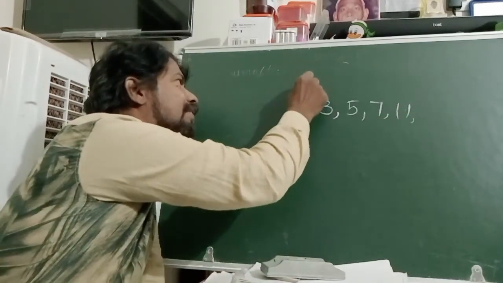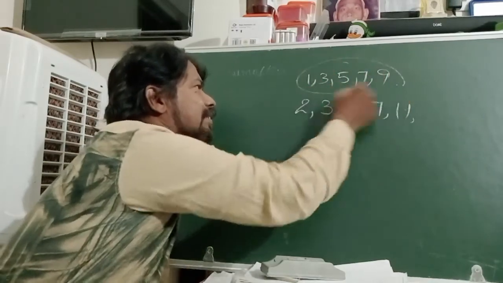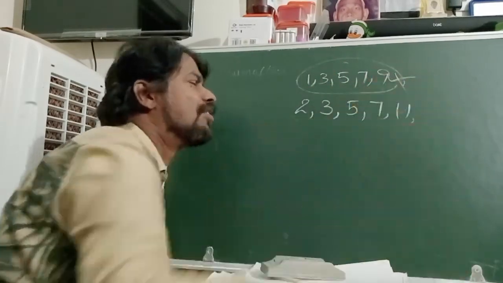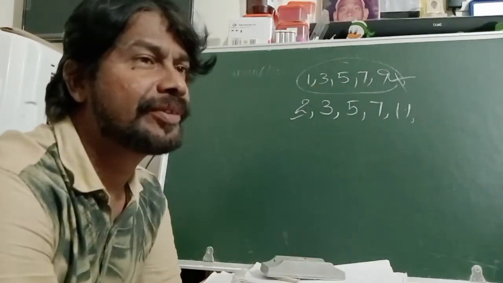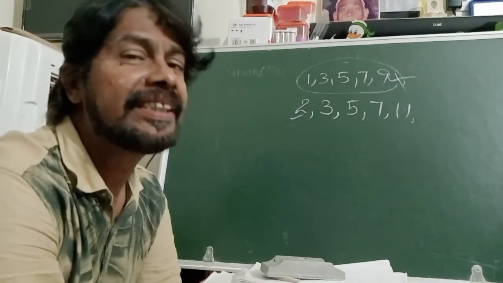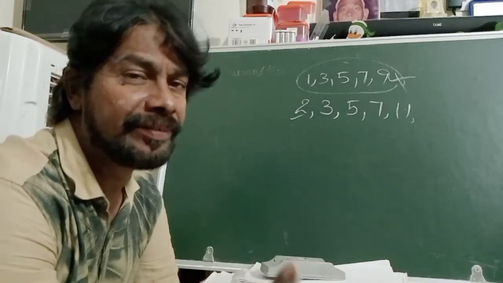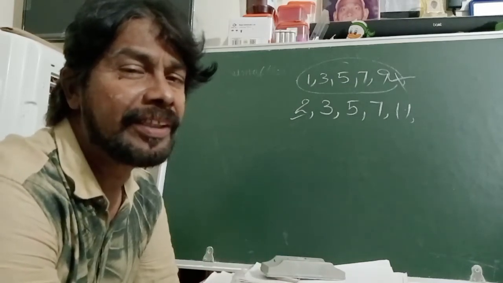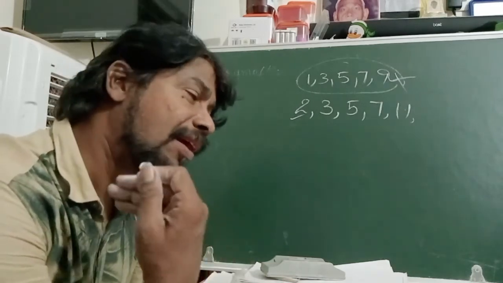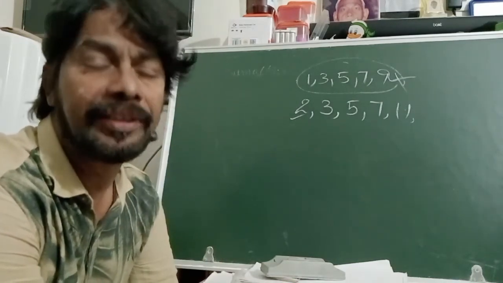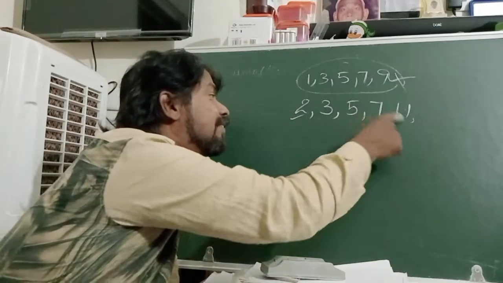Odd numbers: 1, 3, 5, 7, 9. 9 is an odd number, but 9 is not prime. 2 is a prime number. 2 is not an odd number, it is an even number. So the only even prime is 2. All the other prime numbers are odd numbers. You see 3, 5, 7.